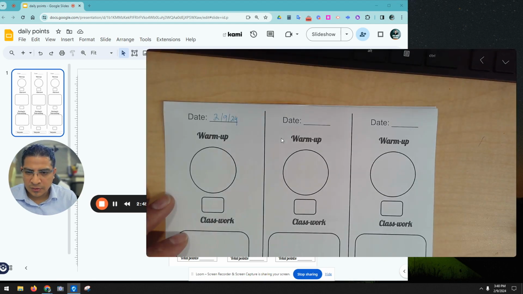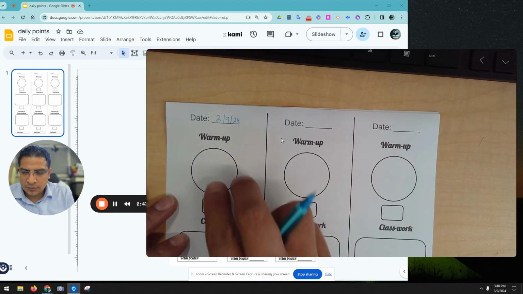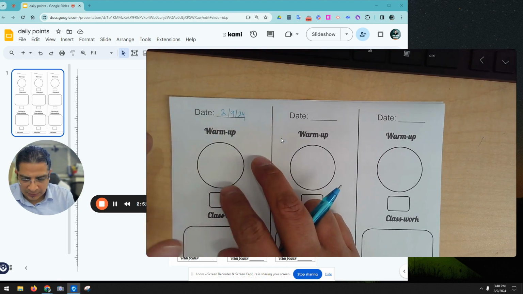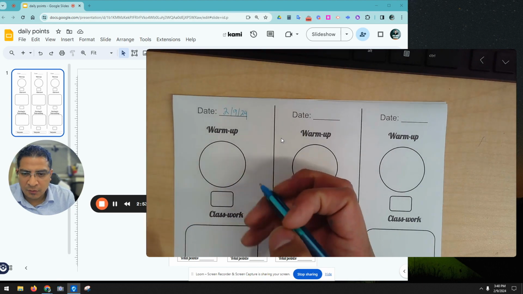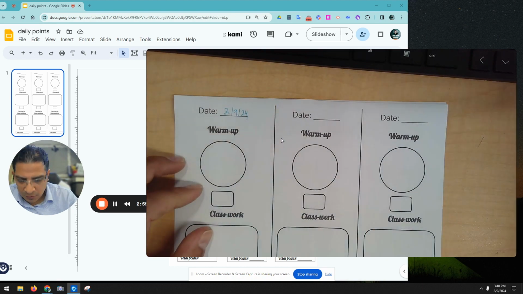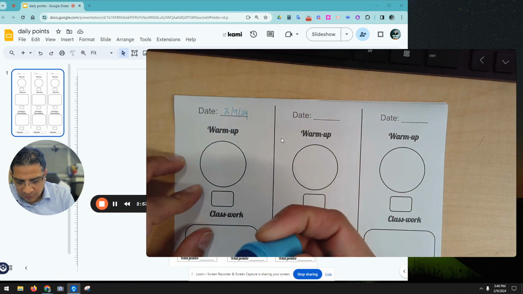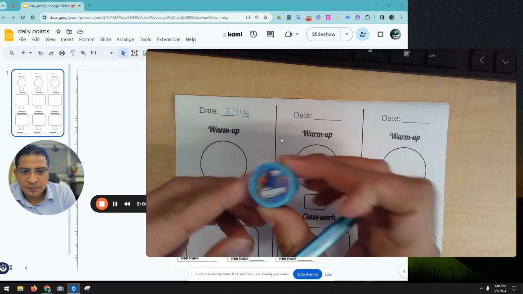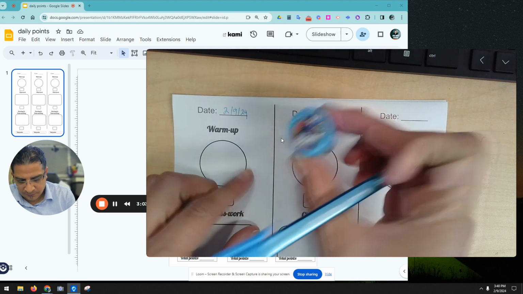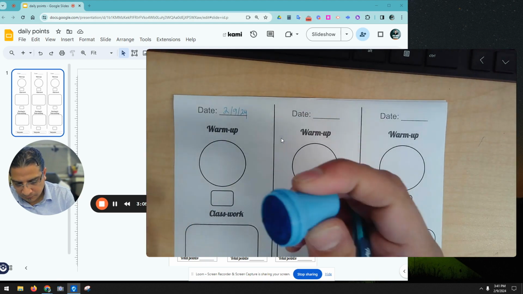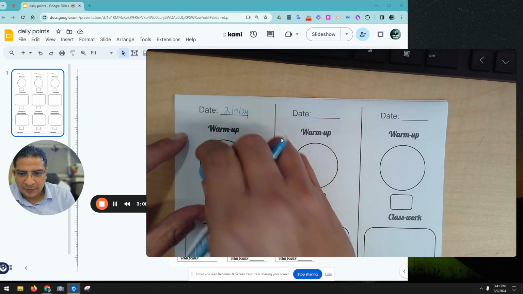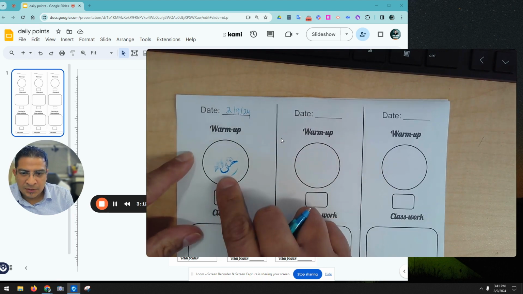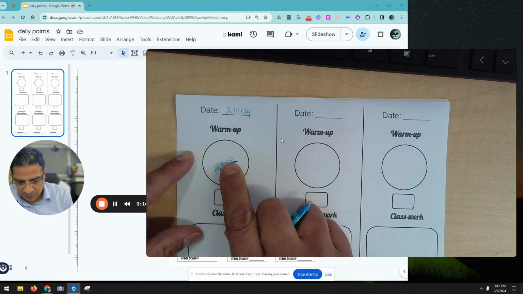All right, so if you were to check to see if the students did the warm up, let's say your warm up was something like solving linear equations, and if the students did their work, then you could give them a stamp right here. I'm actually gonna use this cool stamp, Finding Dory. You can get those at the dollar store. So if they did it, they will get the 5 points.